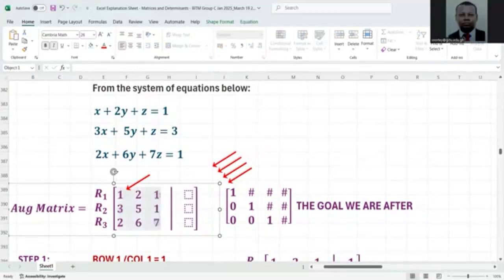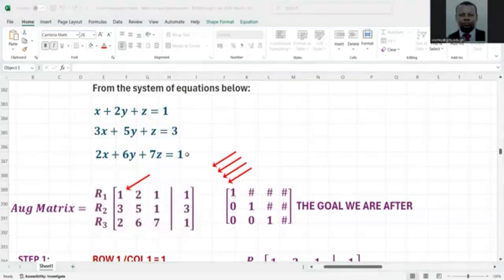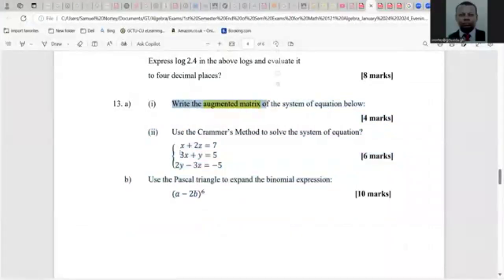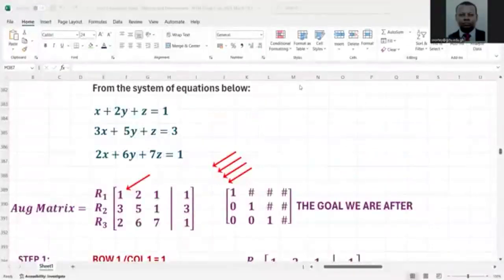Okay, so this is my coefficient matrix. Then I'll add the answers to the right-hand side. This is 1, that is 3, and that is 1. So now I have formed what we call the augmented matrix form. If you remember the question I showed you earlier on, that's the past question from last year. It says write the augmented matrix of this equation. So that's all you are supposed to do. When you take x, y, and z, and then you write the answers beside them, you have formed the augmented matrix. Any questions so far? No questions. Okay.